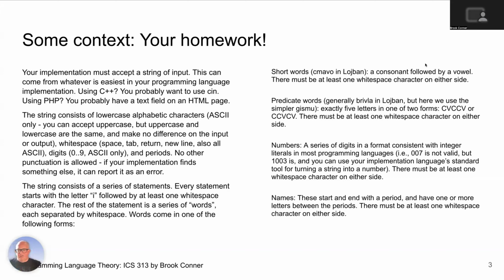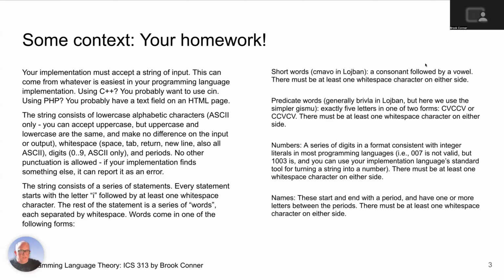The next category of words in this simple language is numbers, a series of digits consistent with how you would define integer literals in most programming languages. You can't have leading zeros, so 007 isn't a number, but 1003 is. And that means you can use whatever is the easy way to turn a string into an integer in your programming language, almost certainly. Again, there must be a white space character on either side.